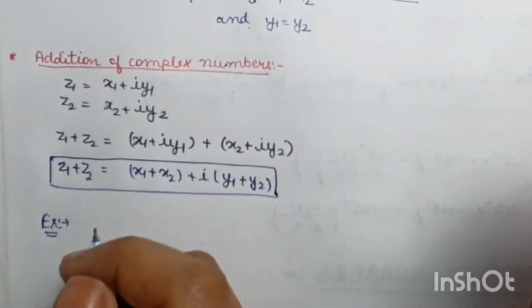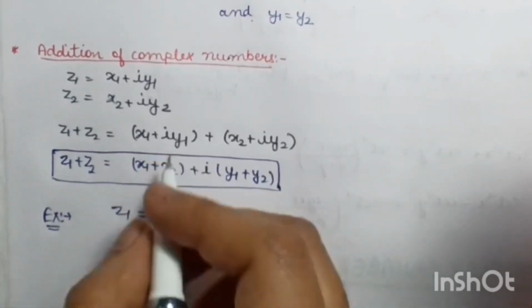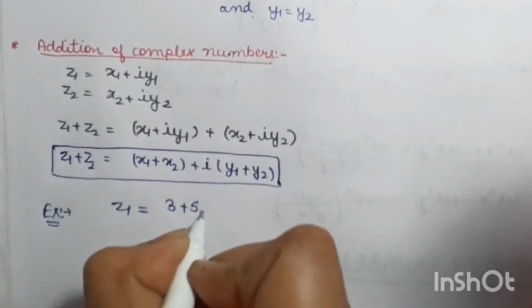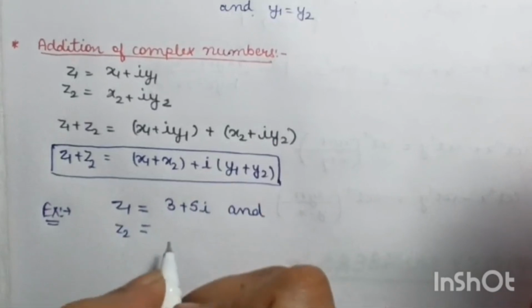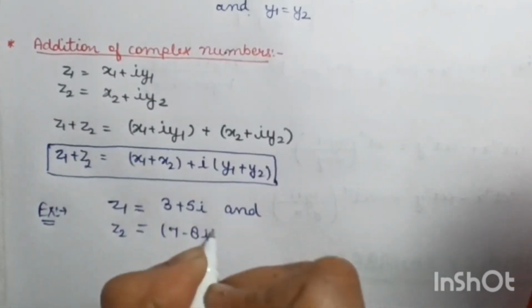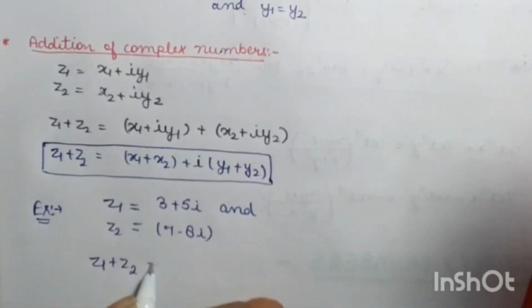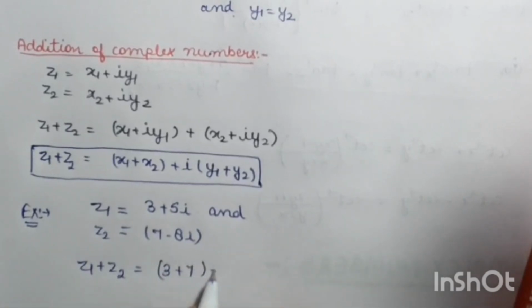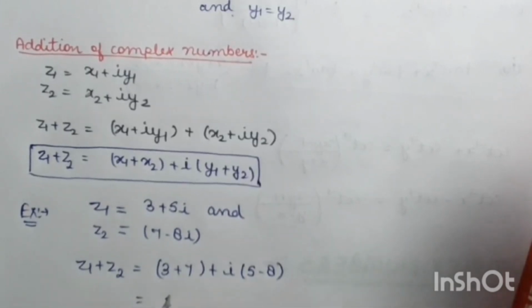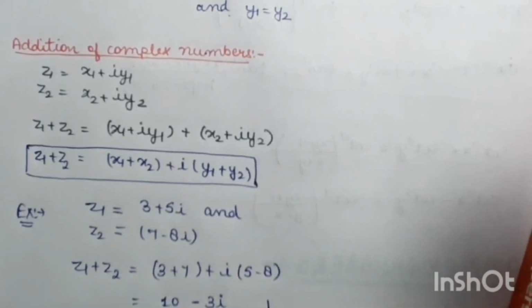Let we have z1 is equals to 3 plus 5 iota, and z2 is equals to 7 minus 8 iota. Then what will we get as the sum? z1 plus z2 is equals to 3 plus 7 plus iota (5 minus 8). So what we will get is 10 minus 3 iota. So this is the sum.